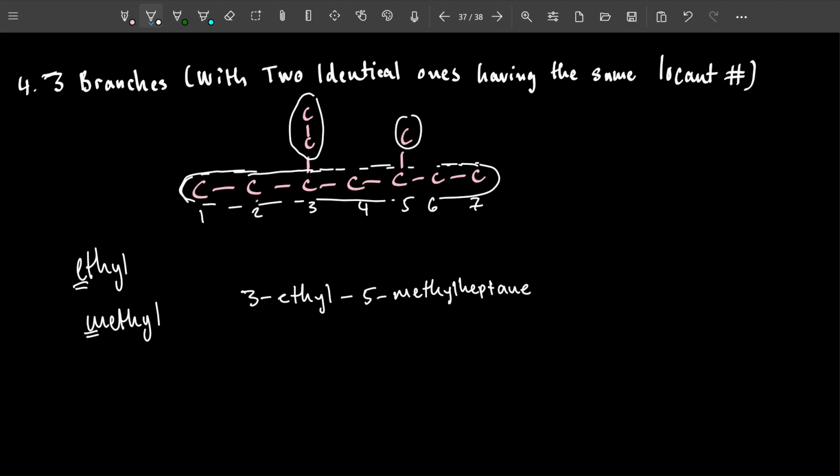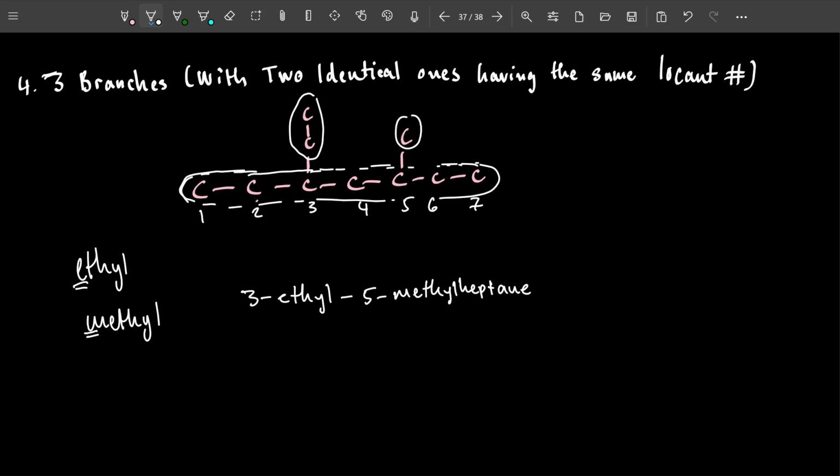Don't forget that if you have branches that have different sizes and they're on the same place, both of them in position 3, depending on where you came from, if you want to know how to number, you always use alphabetic ordering. Okay?